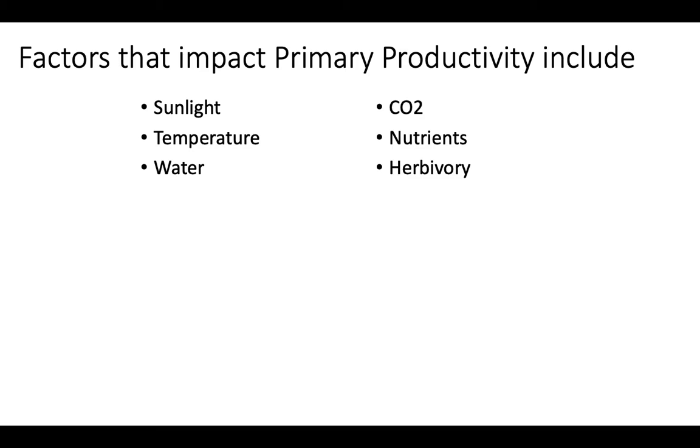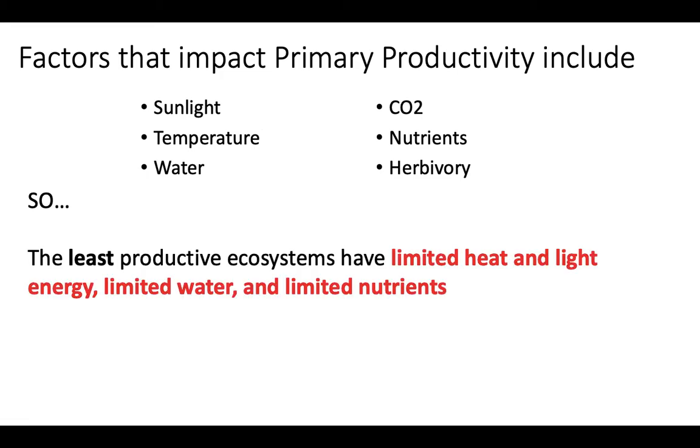So think about the chemical reaction for photosynthesis. It requires CO2, it requires sunlight, and it requires water, right? So all of those things are going to impact it, right? That makes sense. And some of these other things are things that are sort of going to impact the plant's ability to do its job well, right? So, keeping this in mind, think about the biomes that are going to have high versus low primary productivity. The least productive ecosystems have low heat, low light, low water, low nutrients, i.e. a bad place for a plant to live, right?